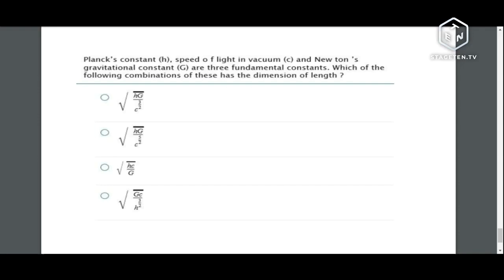The right answer to this one is the first one, that is the square root of Gh over c^3, the whole value under root. So that is the right answer, and I'm signing off from this.